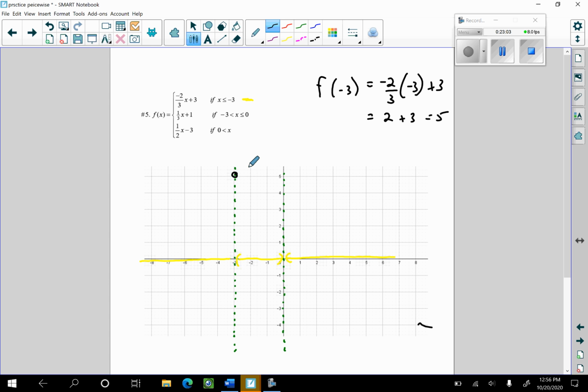Is it open or closed? Closed, because it's less than or equal to. And now, it is going to have a negative slope. I'm going to find another point. And heck, let's just find, my grid should be bigger, but it isn't.